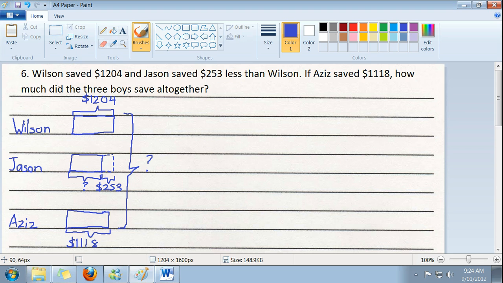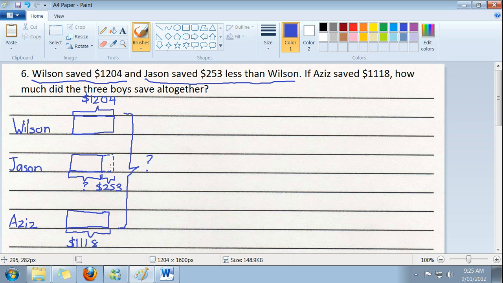Okay? Now this is what we know. We know that Wilson saved $1,204. And we have that here. We know that Jason saved $253 less than Wilson. This bar represents how much Jason has. And this bar with the lines represents that Jason has $253 less than Wilson. Okay? Now it says here, if Aziz saved $1,118, which is indicated by the bar here, how much did the three boys save altogether? So that's a question mark.